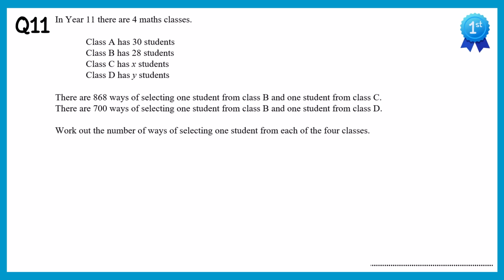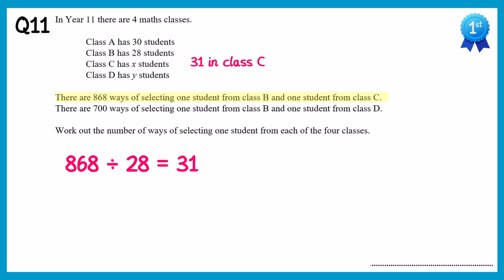In this question, we're told that there are 868 ways of selecting one student from Class B and one student from Class C. To work out this 868, we must have multiplied the number of students in each of those classes together. In the question, we've been told the number of students in Class B is 28, but we don't know how many students are in Class C. That's been given as x. So if we multiply 28 by x, we get 868. So we could work out x by doing 868 divided by 28, which gives you 31. So the number of students in Class C must be 31.